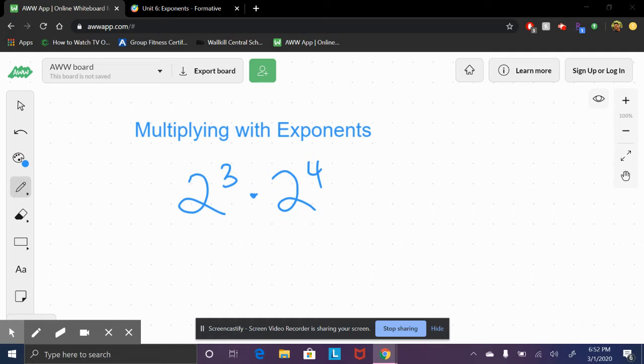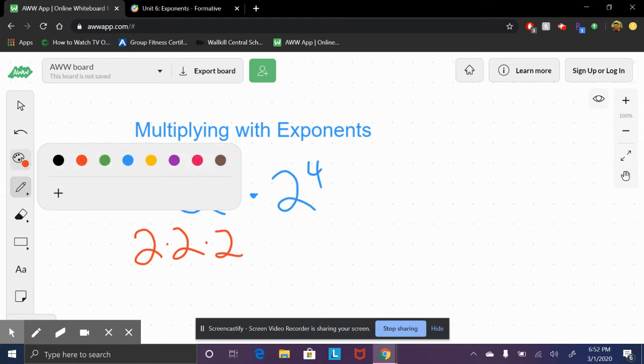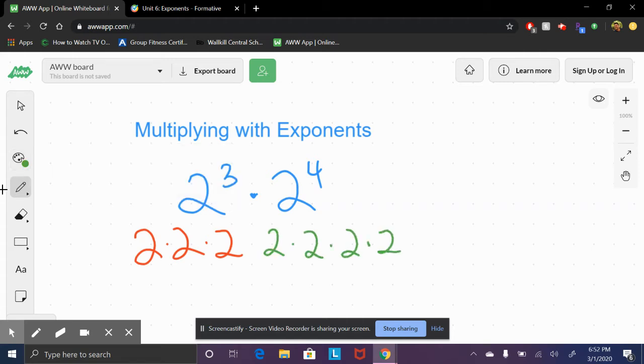So if we have the example 2 to the third times 2 to the fourth, I'm going to write this out expanded. So 2 to the third is 2 times 2 times 2. 2 to the fourth is 2 times 2 times 2 times 2. And then I just multiply it out. 2 times 2 is 4, times 2 is 8, times 2 is 16, times 2 is 32, times 2 is 64, times 2 is 128. So this ends up being 128, right?